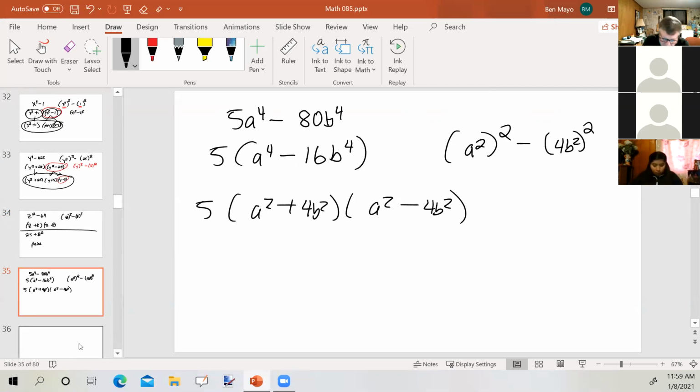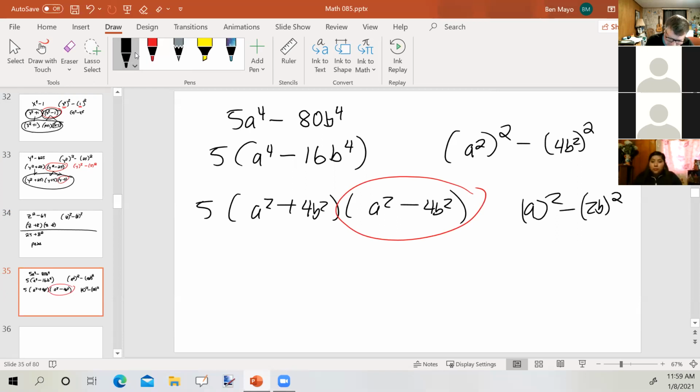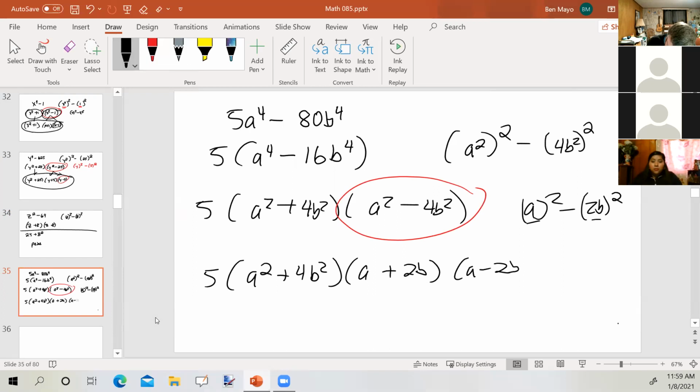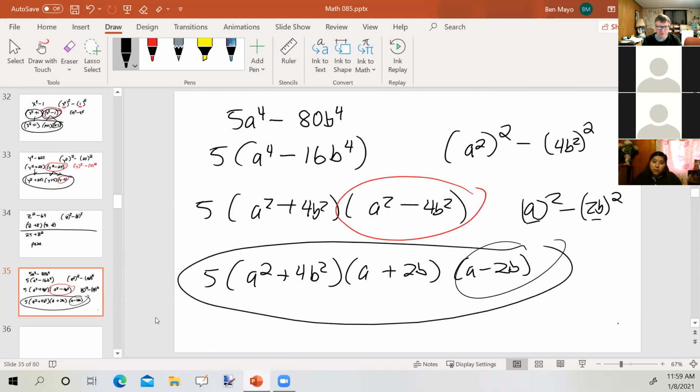We're still not done yet, though, because look at this one. That could be written as a squared minus 2b, the quantity squared. So I've got 5 times a squared plus 4b squared times a plus 2b, a minus 2b. So you got to keep going as far as you can. But now here, that's a difference, but it's not the difference of two squares. So this would be the final answer. All right. So keep asking yourself, is it done? Is there more that I can do? Etc., etc.